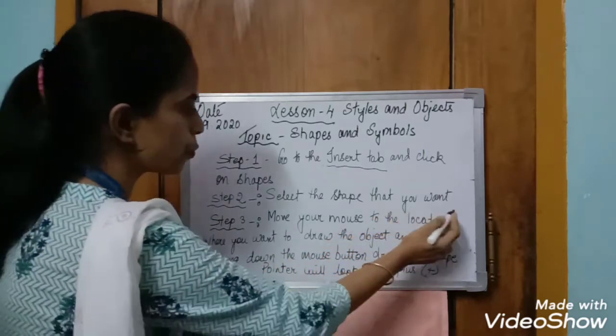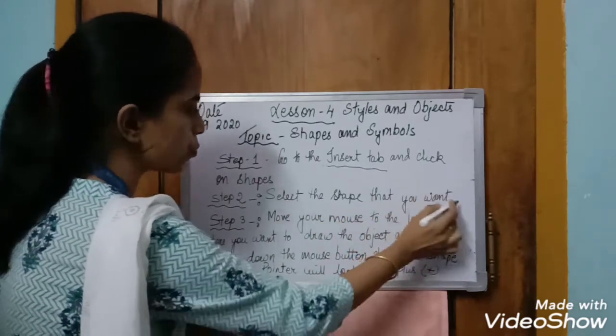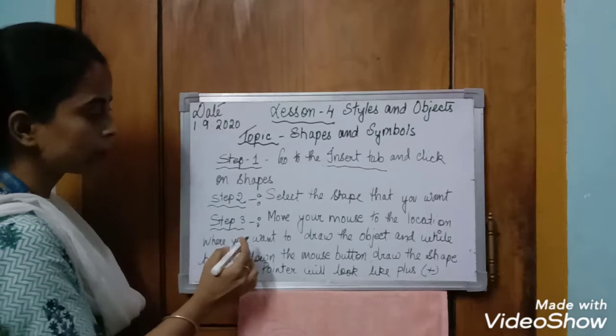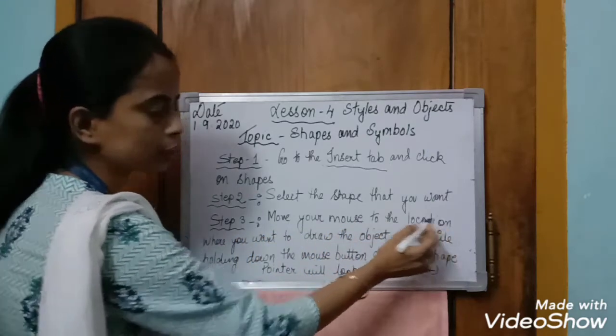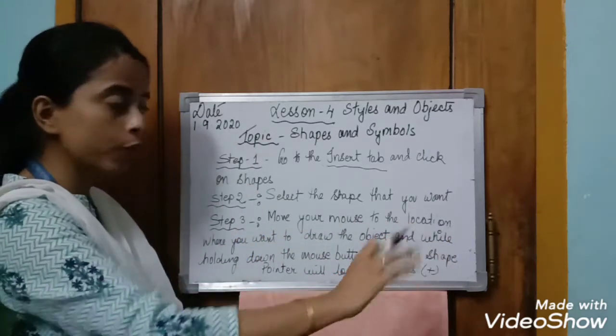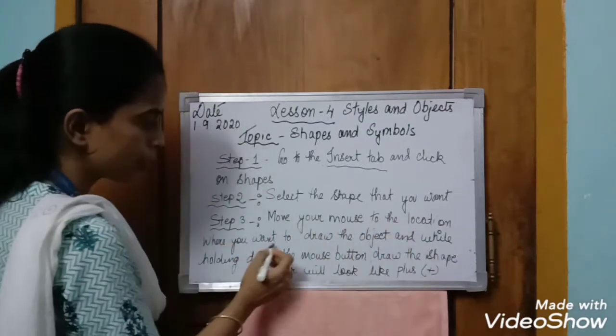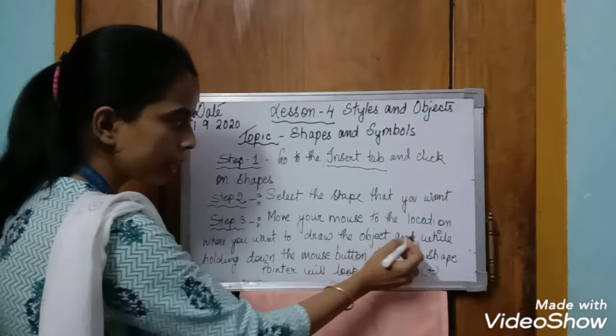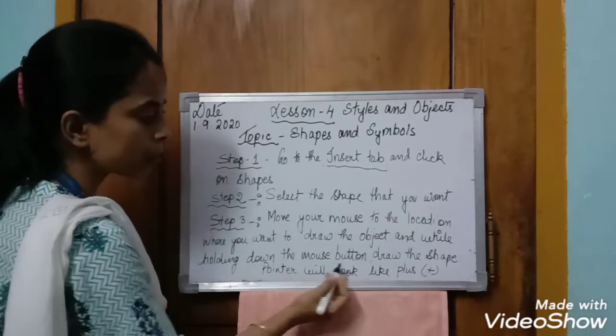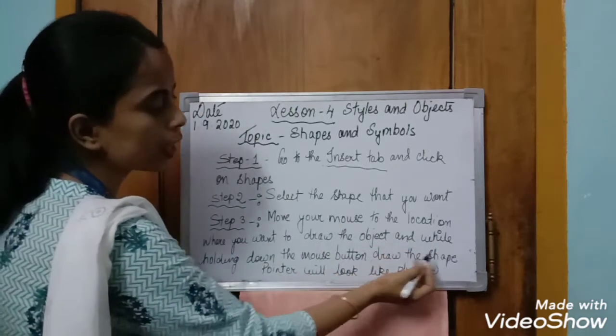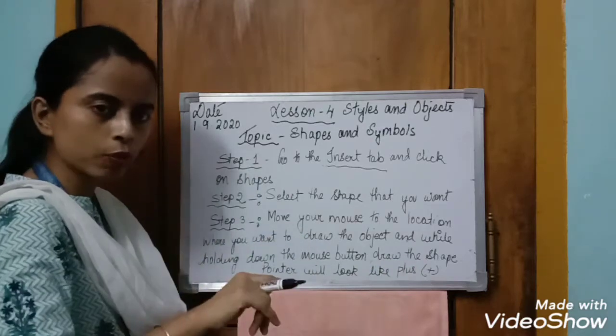Okay, select the shape that you want. Step number 3, move your mouse to the location where you want to insert the shape, where you want to draw the object. And while holding down the mouse button, draw the shape. You have to hold down the mouse button.